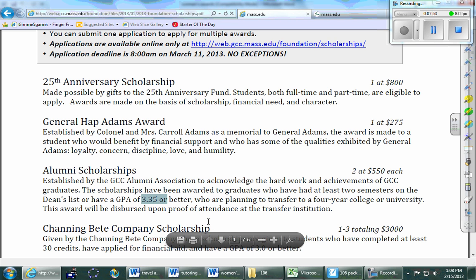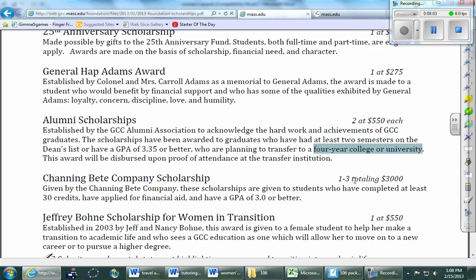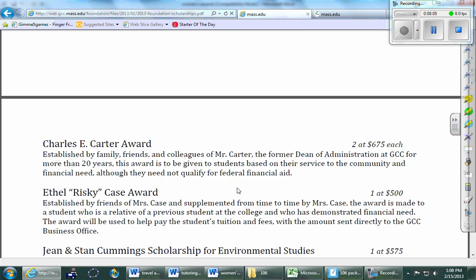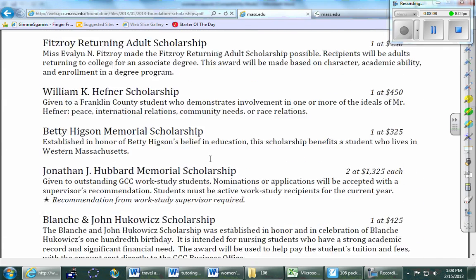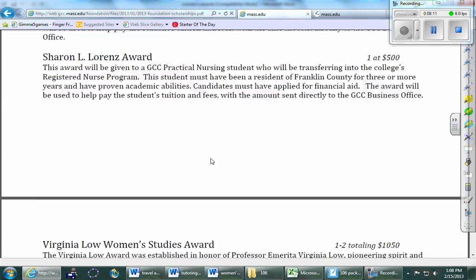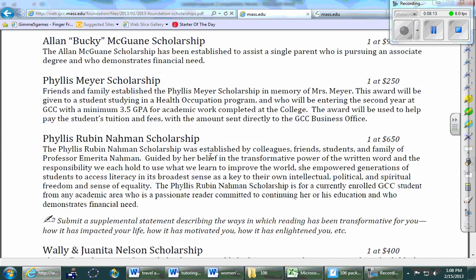There's a minimum GPA requirement, and you need to be transferring next semester in the fall. And there are two of those awards for $550. We're not looking at all of these, but I just want to give you a sense. There is a lot of money. There are a lot of different awards. Some of them are very specific. All of you are eligible for many of the awards in this PDF.